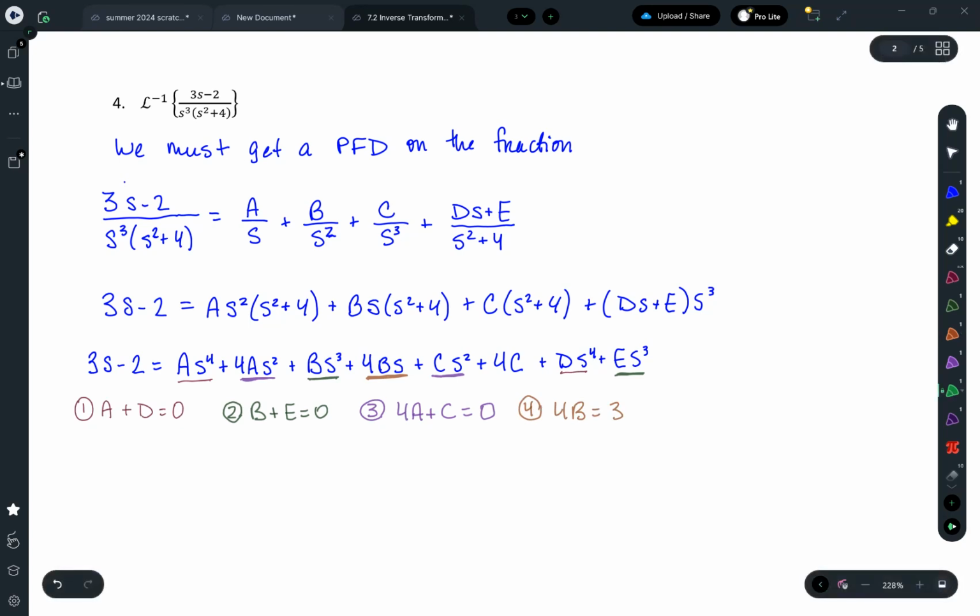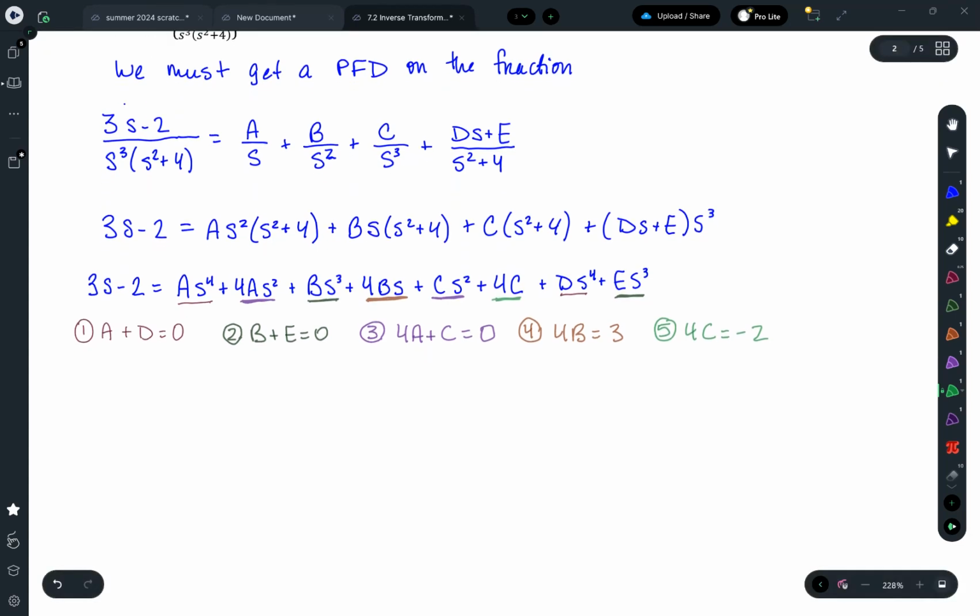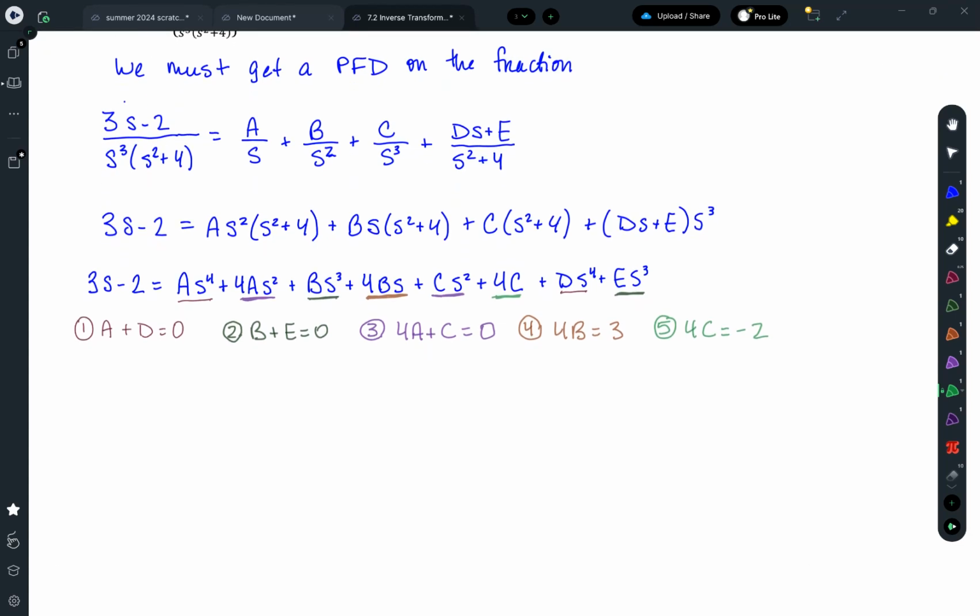And then last is the 4c, that's my constant. So my fifth equation is 4c is equal to minus 2. All right, it looks like I can start solving from the right and work my way to the left. In the fifth equation, 4c equals negative 2, so c is equal to negative 1/2. In the fourth equation, 4b is equal to 3, so b is equal to 3 over 4.